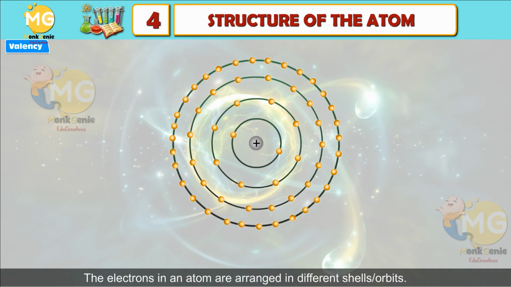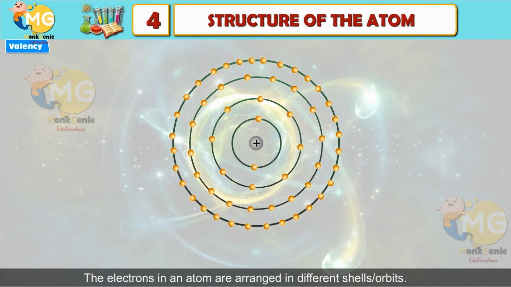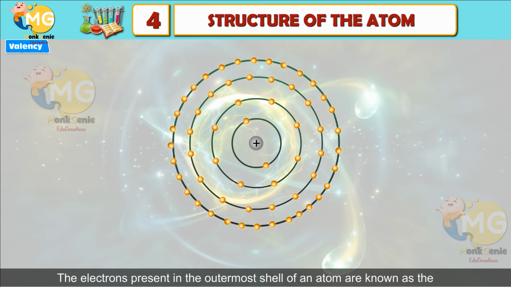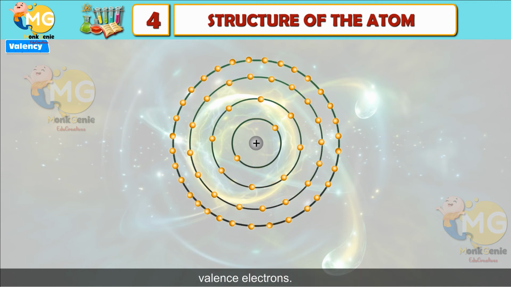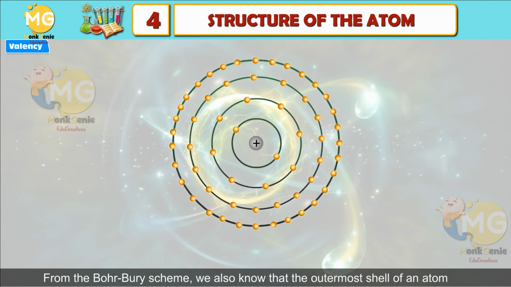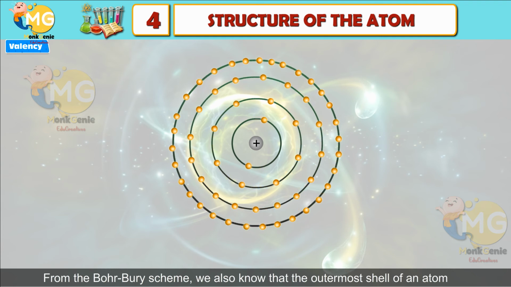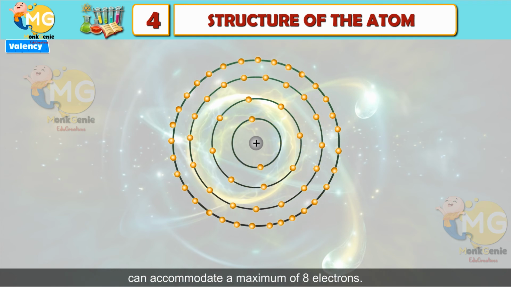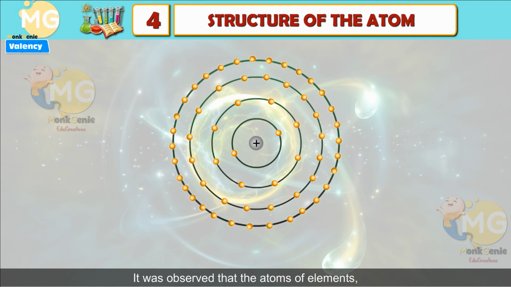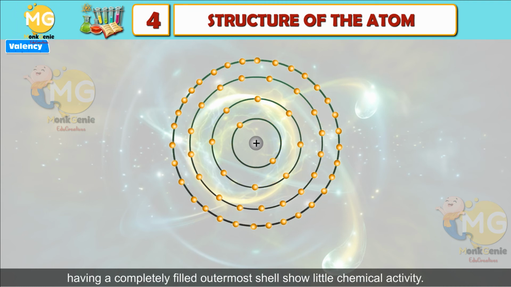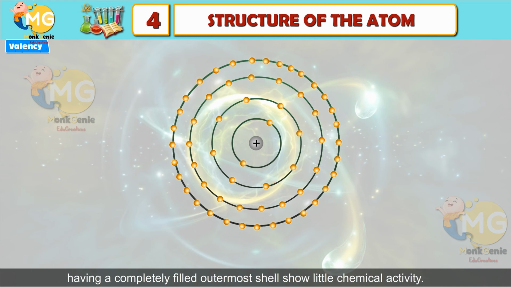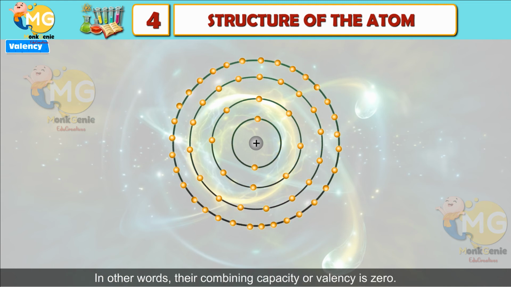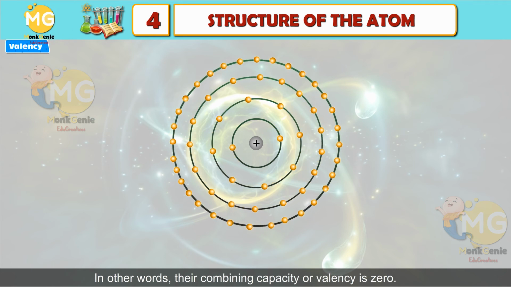Valency. The electrons in an atom are arranged in different shells or orbits. The electrons present in the outermost shell of an atom are known as the valence electrons. From the Bohr-Bury scheme, we also know that the outermost shell of an atom can accommodate a maximum of 8 electrons. It was observed that the atoms of elements having a completely filled outermost shell show little chemical activity. In other words, their combining capacity or valency is 0.